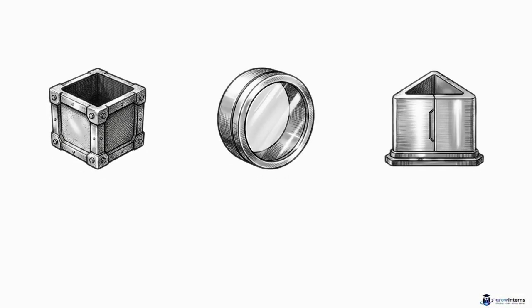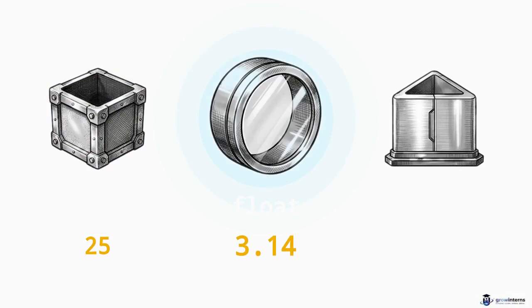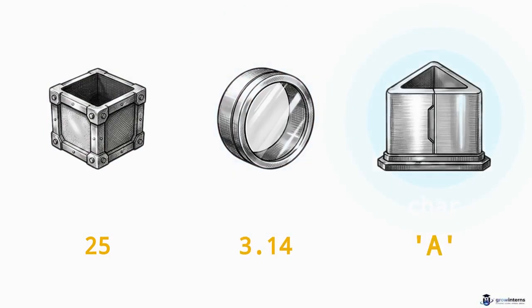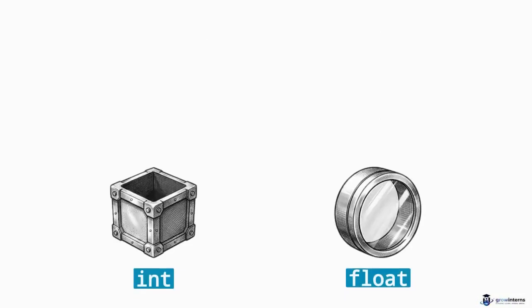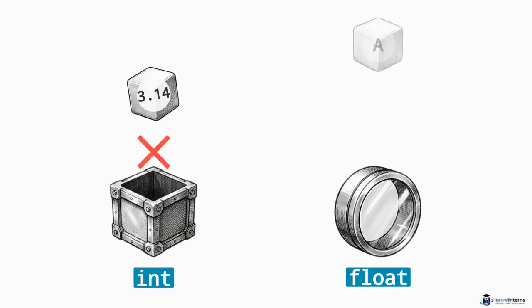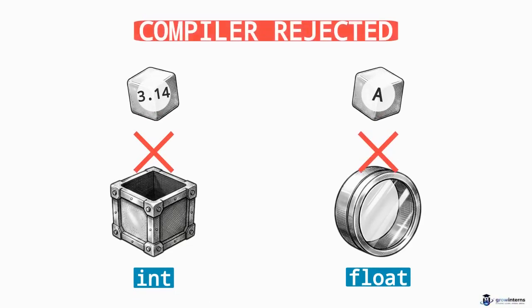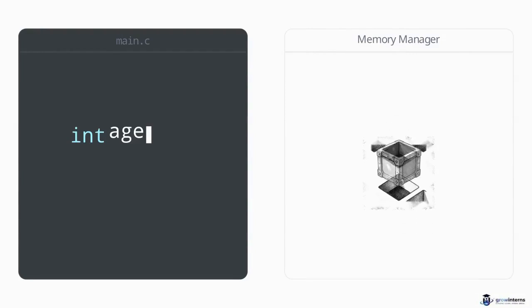The three foundational shapes you will use are int for whole numbers, float for decimals, and char for single characters. When you declare one of these types, you dictate exactly what that memory slot will accept. If you try to force a decimal into an int box or a character into a float box, the compiler will reject it. Once your data is in the container, you have to close it.